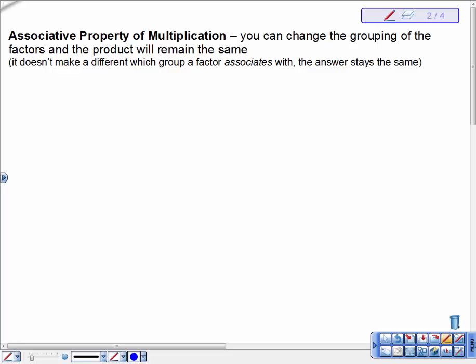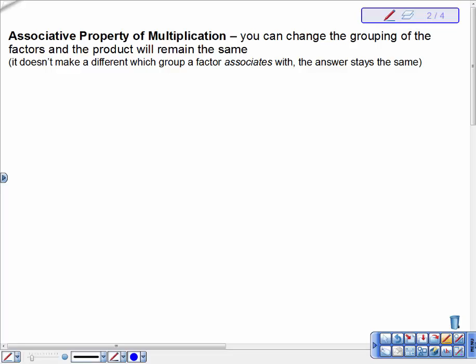So if we group them using parentheses, it doesn't make a difference how we group them, the product will stay the same. And the trick I use to remember this one is that it doesn't make a difference which group a factor associates with, the answer stays the same. And remember, associate with means like who you hang out with. So it doesn't make a difference which group a factor hangs out with, the answer still stays the same.